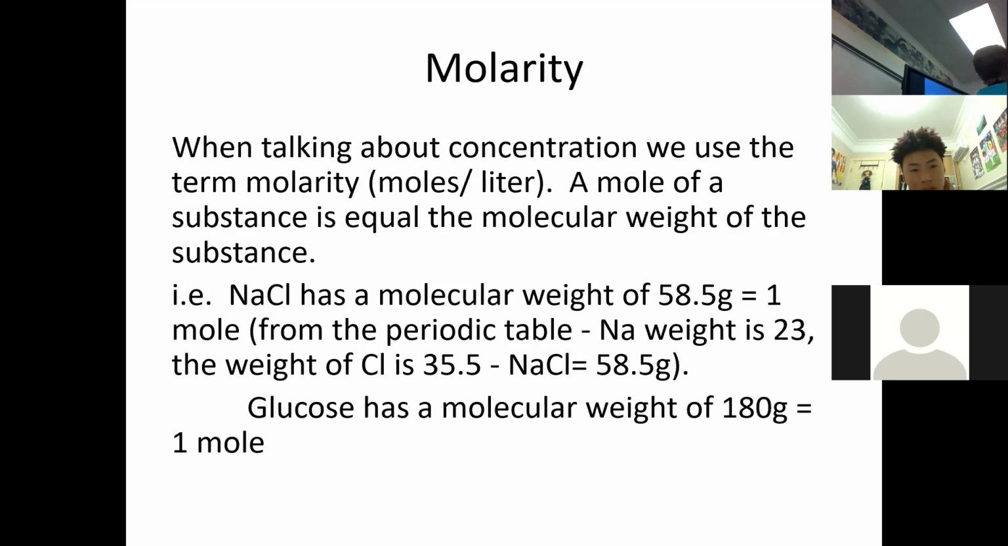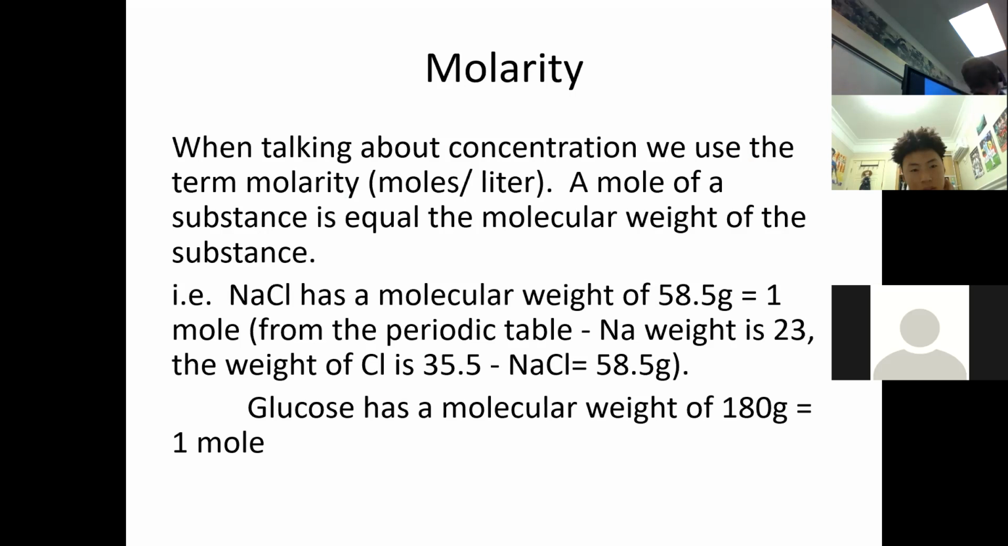Molarity. When we're talking about concentration, we use this term a lot, molarity. Molarity means moles per liter. And a mole of a substance is equal to the molecular weight of that substance. So for example, sodium chloride has a molecular weight of 58.5. That's 1 mole. We know how to figure out what the molecular weight of something is. You have to look it up on the periodic table and add them together, right?